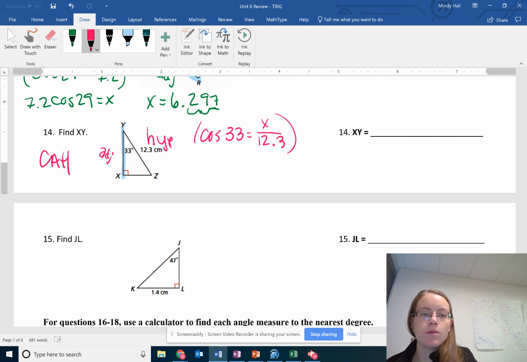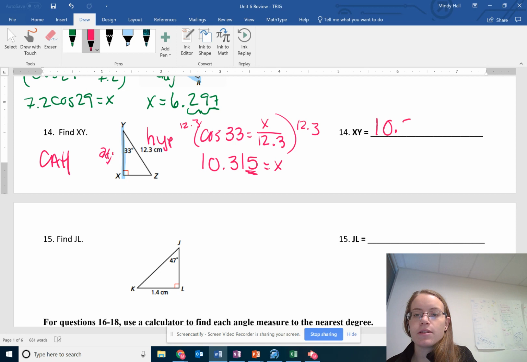So then we're going to multiply both sides by 12.3. And 12.3 times cosine of 33 gives us 10.315. So then this 5 tells us we need to round up. So it is 10.32. And this is centimeters. Okay?